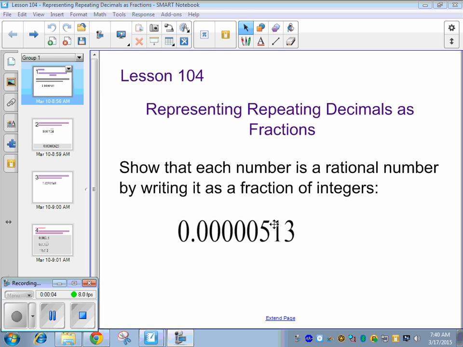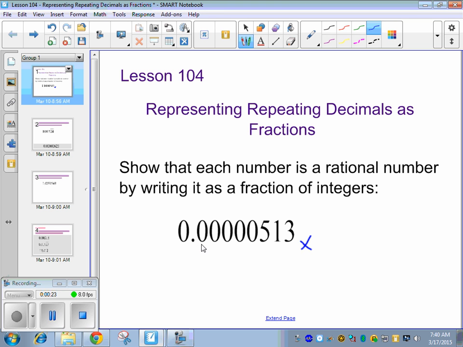Something is rational, you guys, if it can be made a fraction. Okay? Any decimal that ends like this can be made into a fraction. So all we're going to do to make this fraction is we need to move the decimal over 1, 2, 3, 4, 5, 6, 7, 8 spaces to make it a whole number, right?